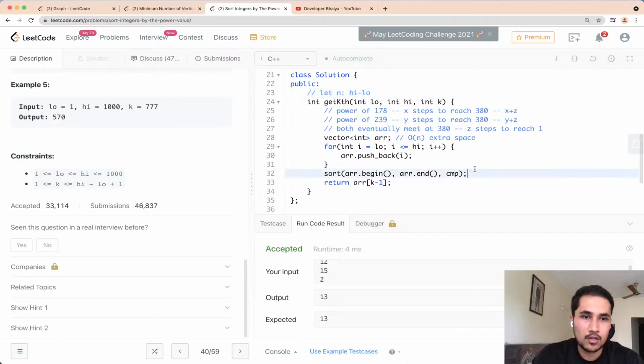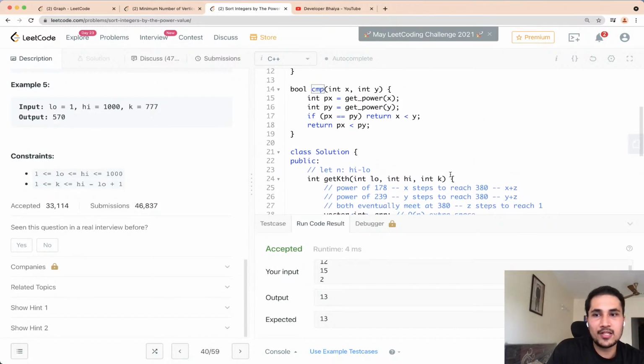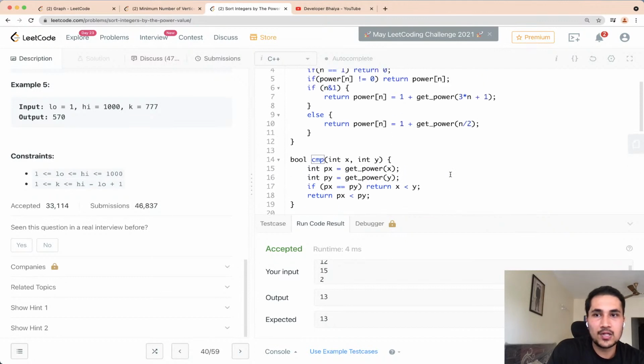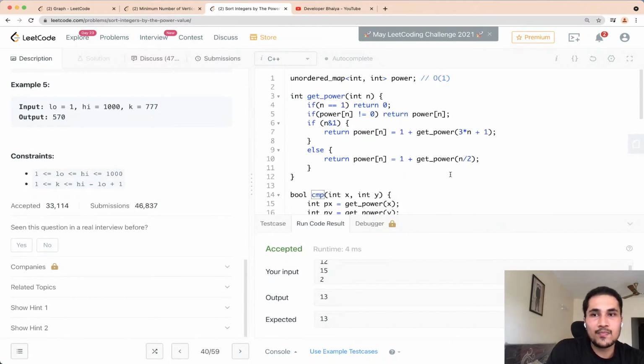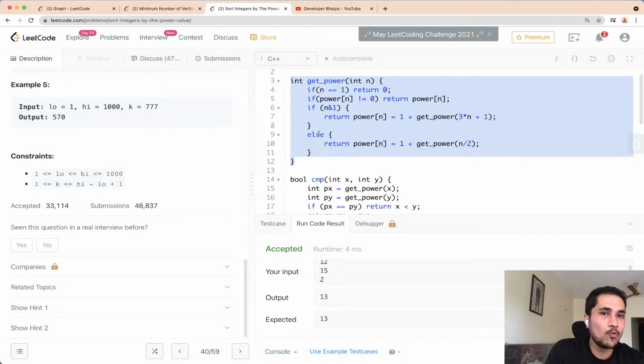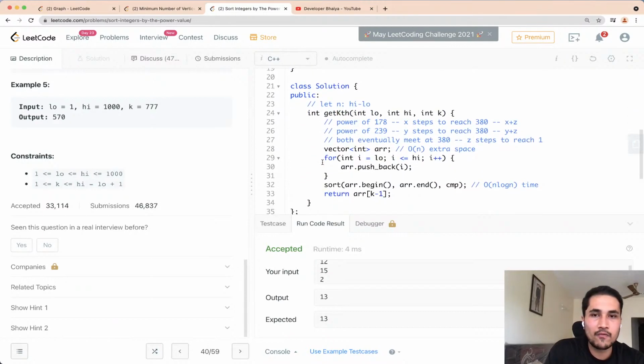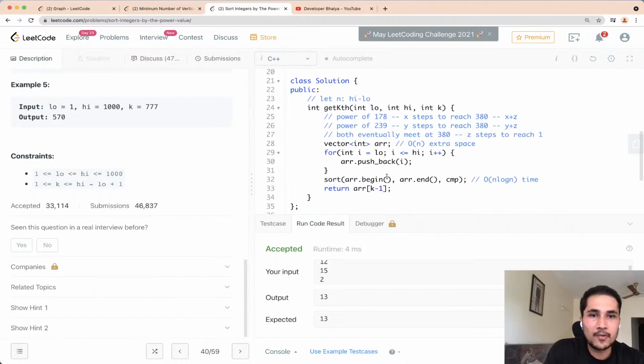Now we are doing a sort. So this is n log n time. This is order n extra space. Sorting takes order n log n time in general, but we also have a comparator function, and to compute the power of numbers in the range. So it might look like this memoization will be really good. I feel that this won't add any overhead, even if you compute low and high. I feel that it might be in the range of order n again, and overall amortized time complexity still stays at order n log n time.